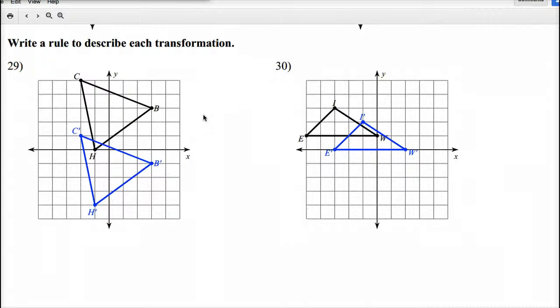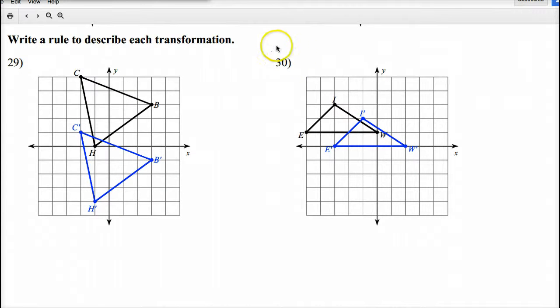Ah, here we go. This is what we were looking for. Write a rule. So I'm going to do this rule in a couple ways. I'm going to do it in words and in kind of like a rule notation. So here's C prime, and that is the copy. So this is the new one, and this is the old one. This is the original one. So how does it move? Well, it goes from this one, looks like we go down 1, 2, 3, 4. So it went down 4 units. So that's a distance of 4. So the y value changed. So we go down 4.